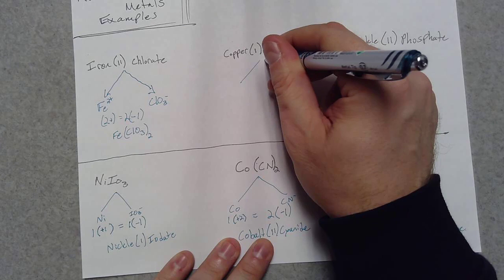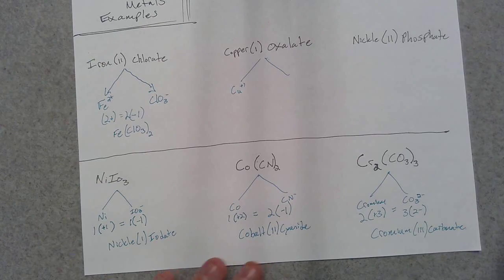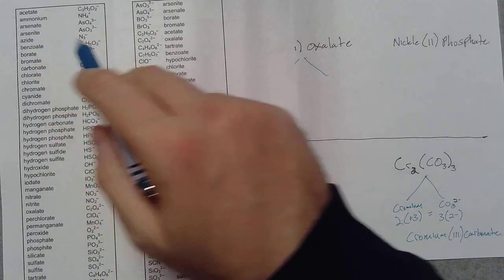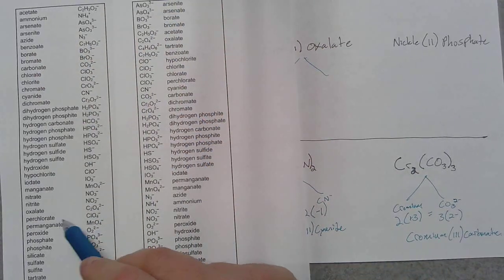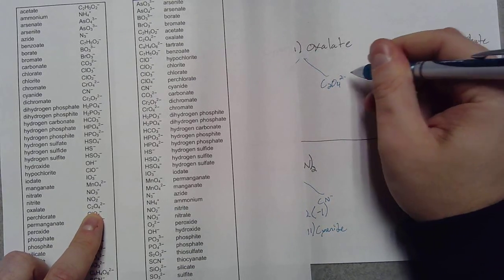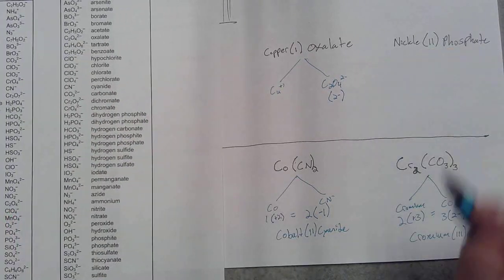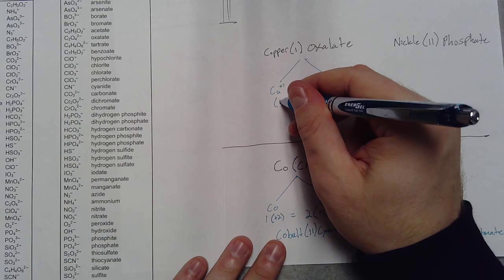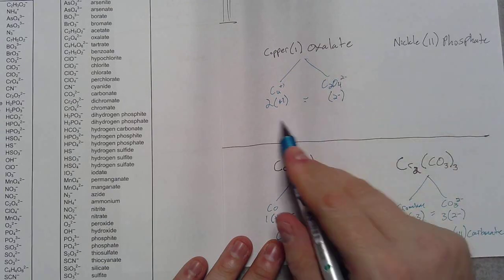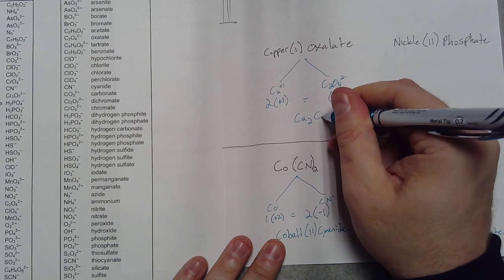Let's go copper 1, right? So I've got Cu. I know it's a plus 1 because of that. I look up oxalate. So oxalate on my list over here. I look through. Oh, oxalate's right here. So I've got C2O4 2 minus. So that's a 2 minus. I've got to balance out those charges, right? This is my plus 1 over here. It's got to equal the same. I look. This is what I need to balance out, right? So it's Cu2C2O4.